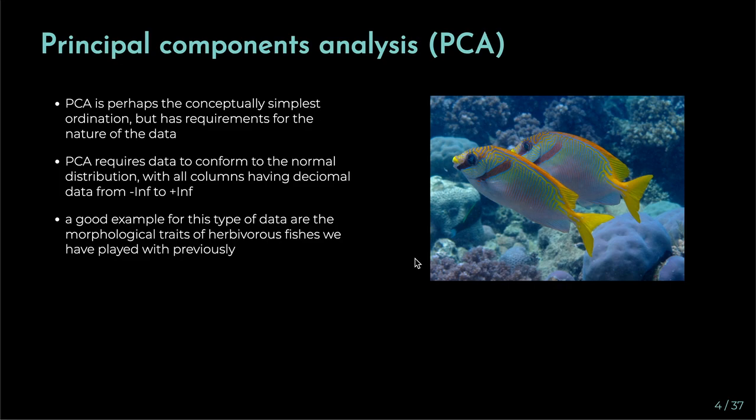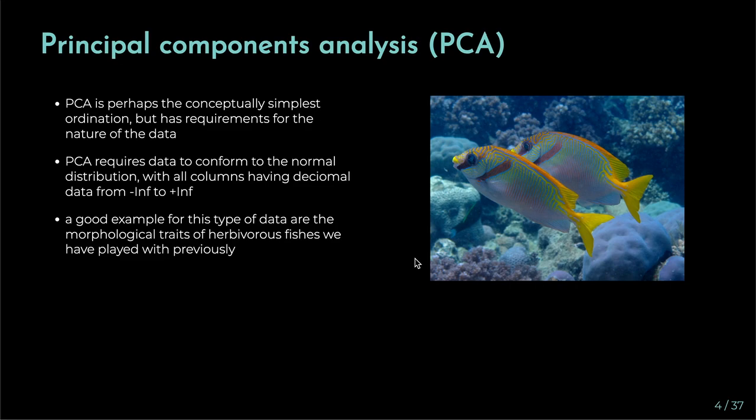Principal Components Analysis is the conceptually simplest ordination, but it has some requirements for the data which we have discussed in class. In principle, it requires our data to be linear, adhere to the normal distribution, with all values having decimal data from minus infinity to plus infinity, which is obviously very rarely the case, but that's just the basic requirement.